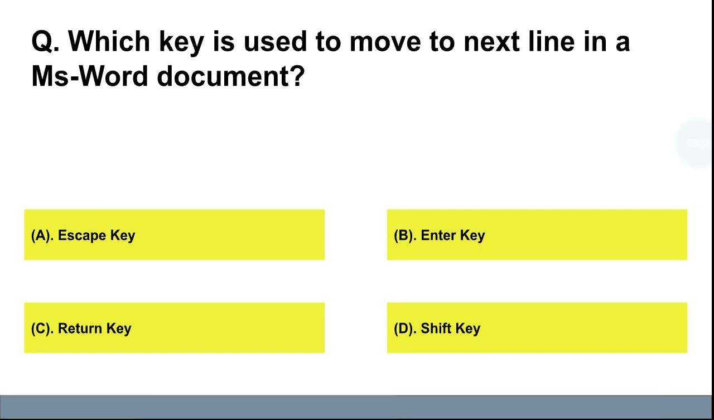Next question: which key is used to move to the next line in an MS Word document? Option A, escape key, option B, enter key, option C, return key, option D, shift key. And the correct answer is option B, that is enter key.